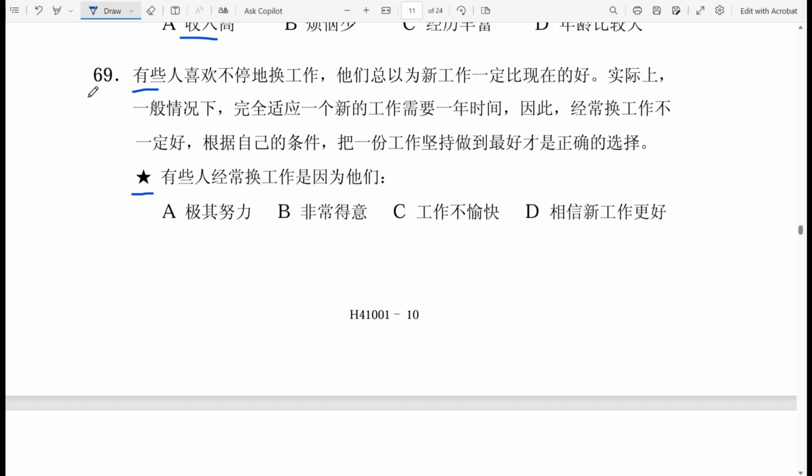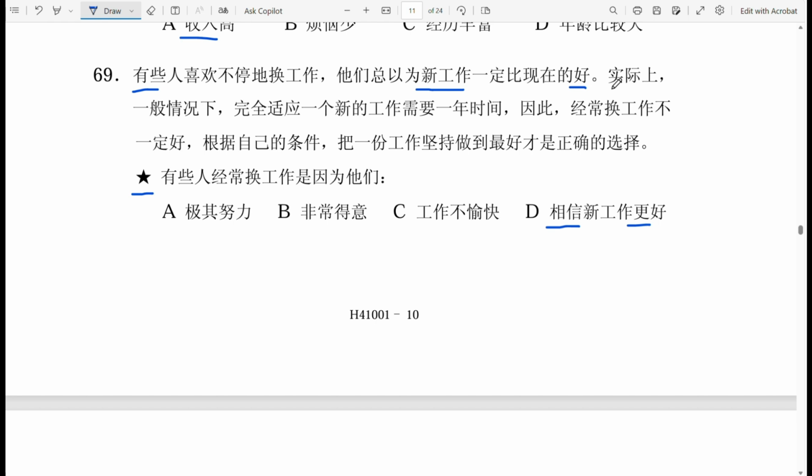The beginning of the paragraph is really similar to the question. 有些人, there are people that like to 不停地, without stopping, so uninterruptedly, 换工作, to change their job. 他们总, they often 以为, think that the new job, this is where we find our answer, 新工作一定比现在的好. We don't have the 更 that is mentioned in our option D, but it is saying the same thing. In the text it says 以为, in the answer it says 相信, but the meaning is the same. They often think that the new job will certainly be better than the current one.